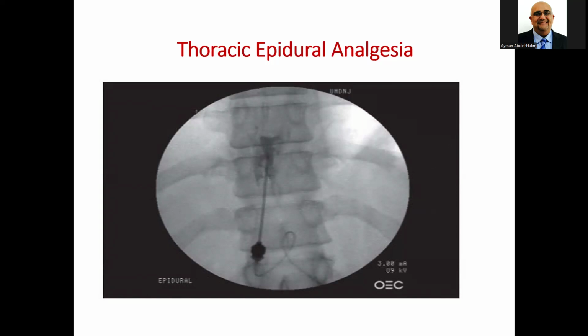Because of the angle of the spine. You have to do a lot of these, okay? So you can go with the proper angle. So when you do it on the C-arm, it makes your job much easier.